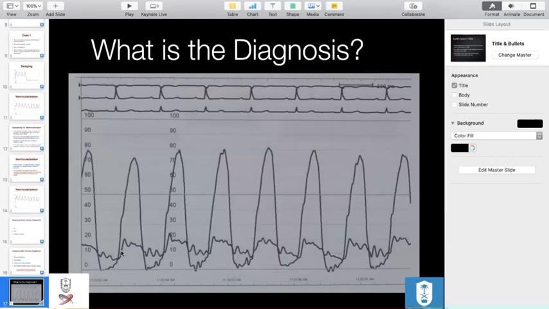So this is an artery. We say it's right-sided, so it must be a pulmonary artery. And this is ventricular, and we said right-sided, so there must be an RV, right ventricular. Okay.